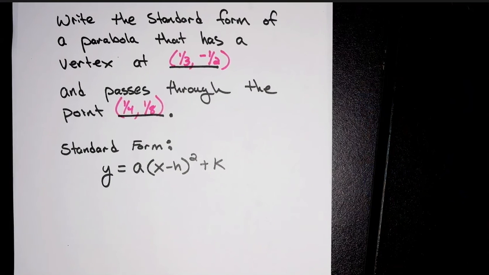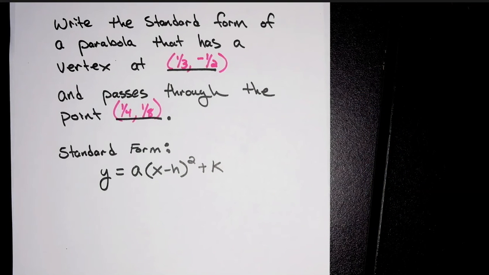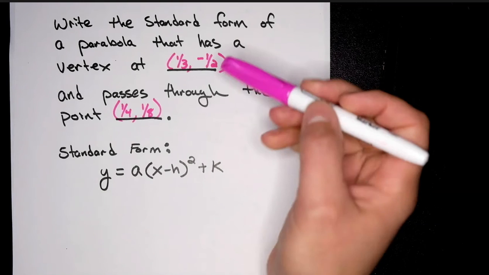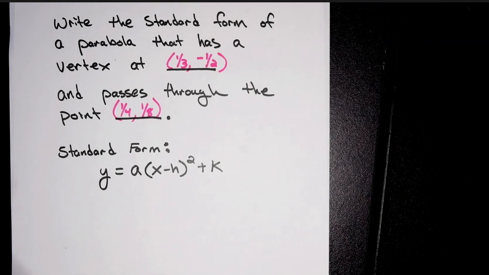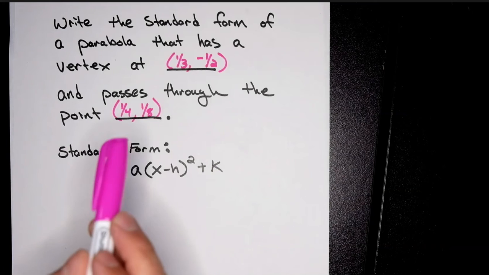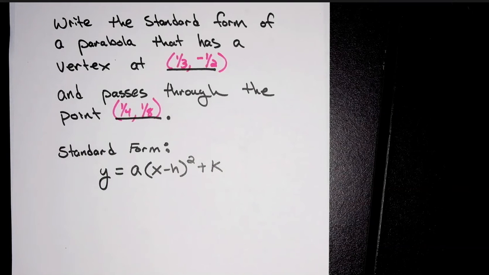Here it is. Write the standard form of a parabola that has a vertex at (1/3, -1/2). I know sometimes with a marker these things kind of smudge a little bit. And it's got to pass through the point (1/4, 1/8). So it's the same process. Pause the video and give it a try.